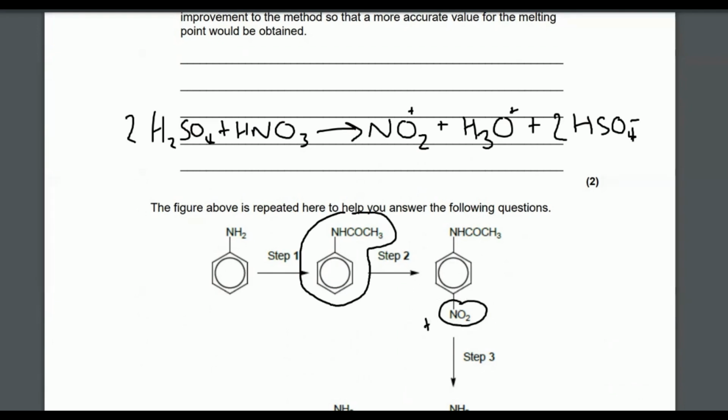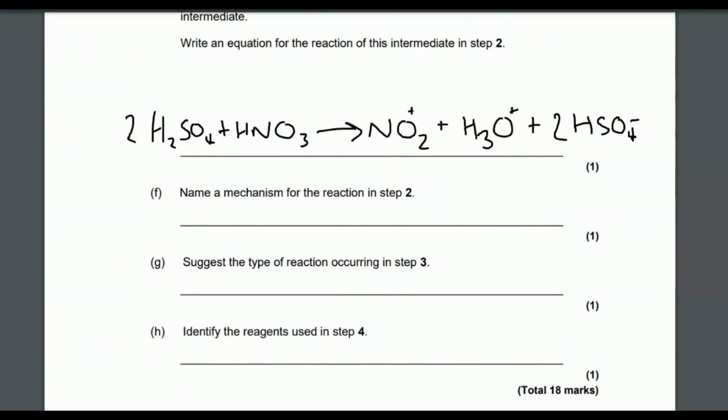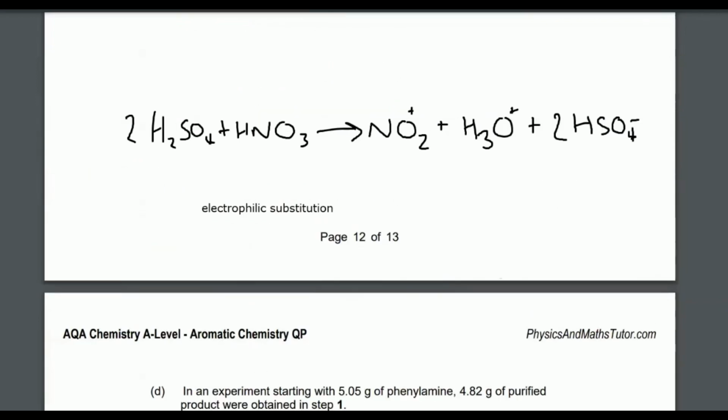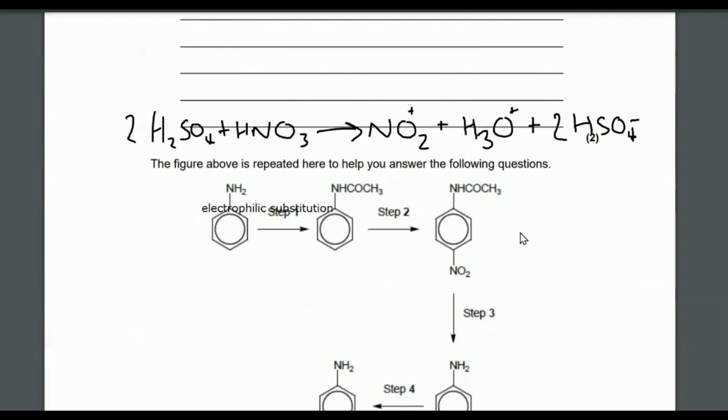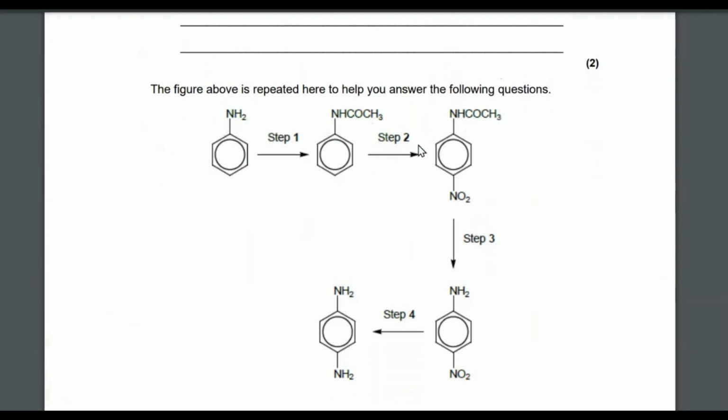Next part of the question, name a mechanism for the reaction in step 2. This is going to be electrophilic substitution, and that's because you're swapping a hydrogen atom for the NO2 around the outside of the benzene ring. Right, suggest the type of reaction occurring in step 3 and identify the reagents in step 4. Let's zing to step 3.